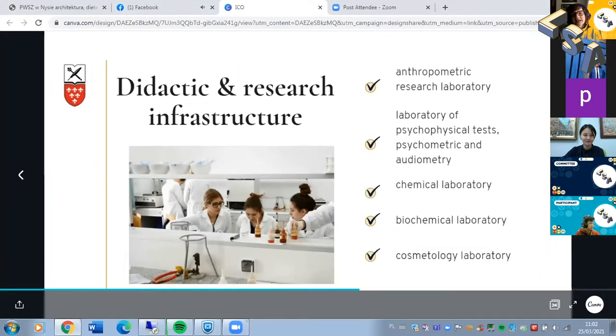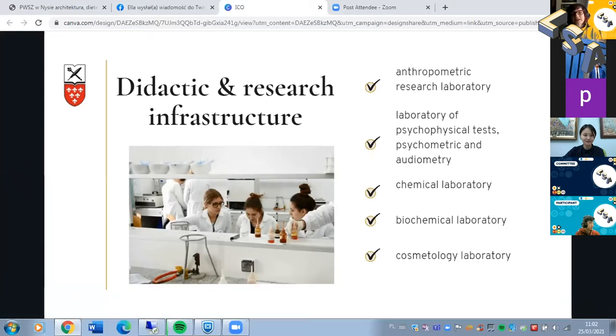Didactic and research infrastructure. We are quite a new university with modern technology. We were established in 2001. So our didactic base is very impressive. And every year we are receiving awards and grants for developing this infrastructure. And this is one of our most important aims and objectives because we are a practical university. That means that we have to teach the jobs so that students finishing our university are already ready to go to the market.